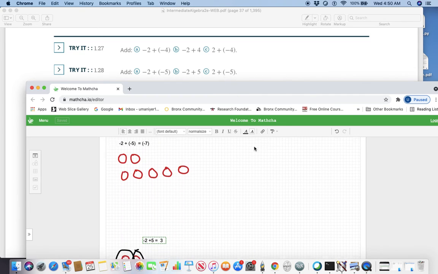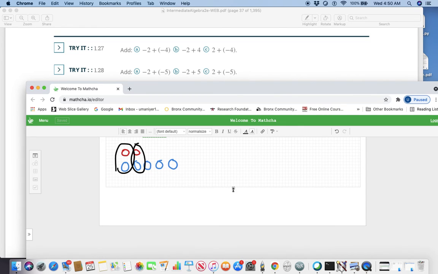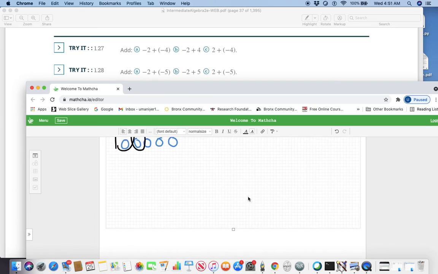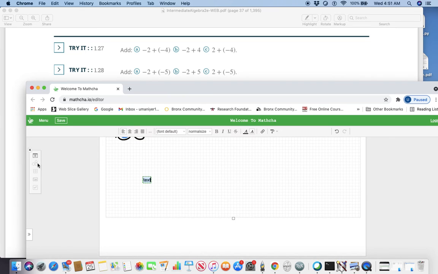Okay. Lastly, 2 plus -5. Okay, you want to see what this is going to be. 2 is positive, so you have 2 blue counters. -5, so that's a negative, so I get red counters. 1, 2, 3, 4, 5.